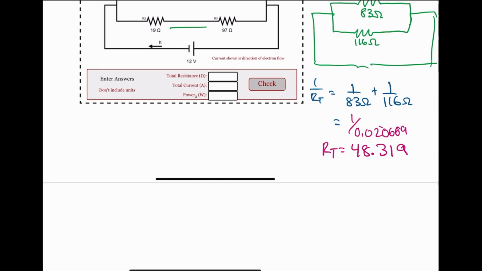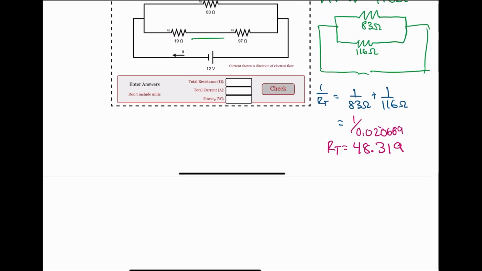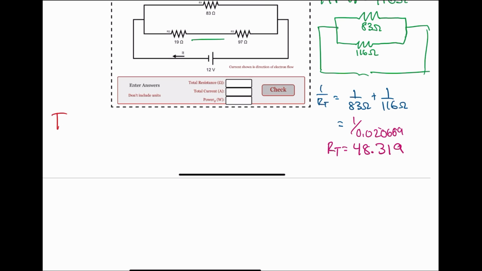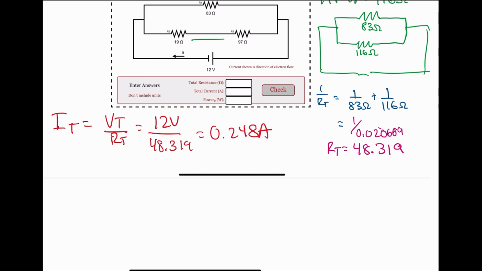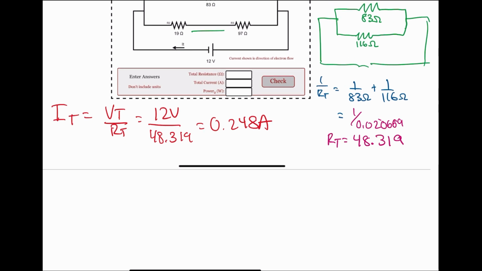We have total resistance, and then using Ohm's law, we have the total voltage right here. Ohm's law: if we want to solve for current, IT is equal to VT over RT. So we just plug in. Our total voltage is 12 volts, and our total resistance is 48.3819. Plug this into your calculator, and you get 0.248 amps.